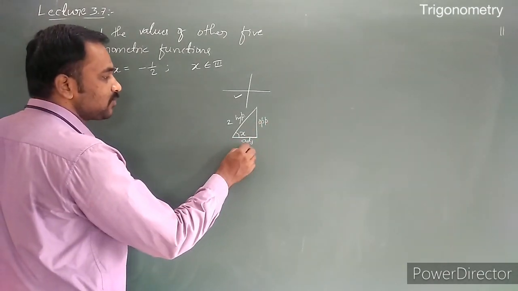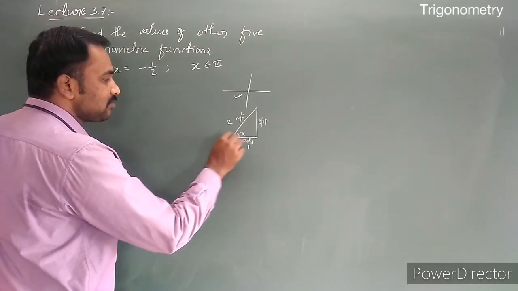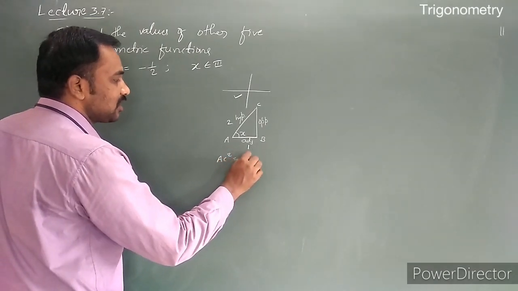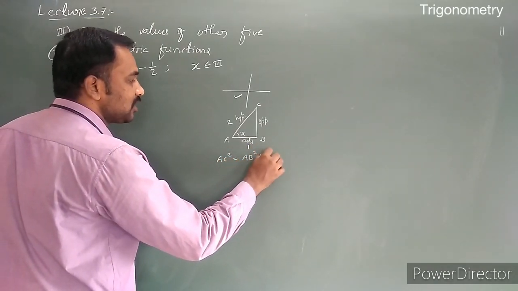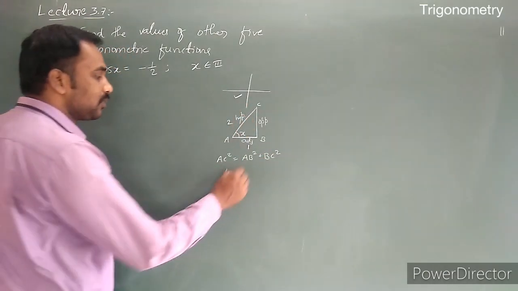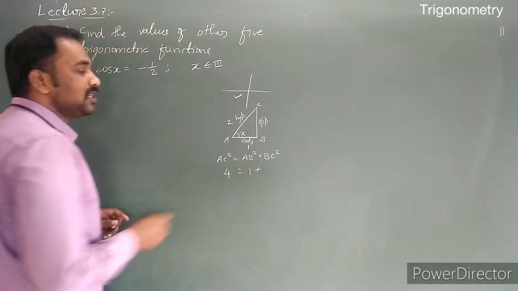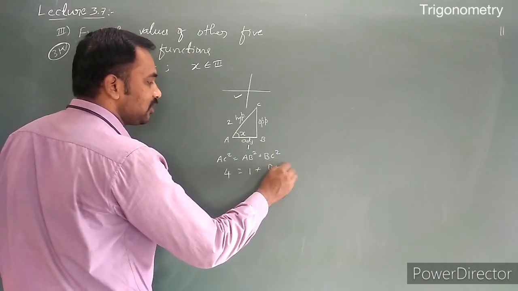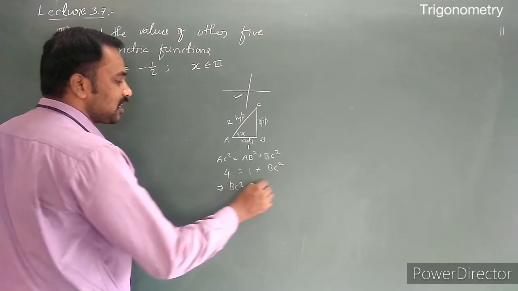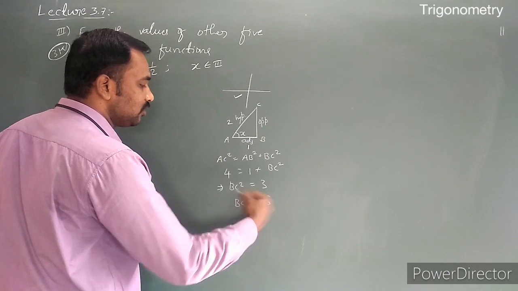What is the Pythagoras theorem? For example, name the vertices A, B, C. AC square is equal to AB square plus BC square. We already know the AC value, which is 2. 2 square is 4, equal to AB, which you know is 1, so 1 square is 1, plus BC square. BC value we don't know; that is the one we are going to find. So this implies BC square is equal to 4 minus 1, with 1 taken to the left hand side. So BC is equal to root 3.